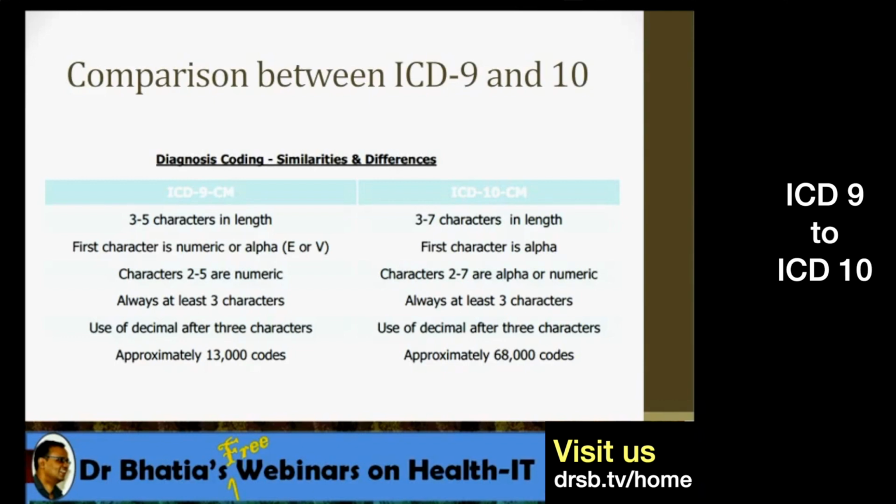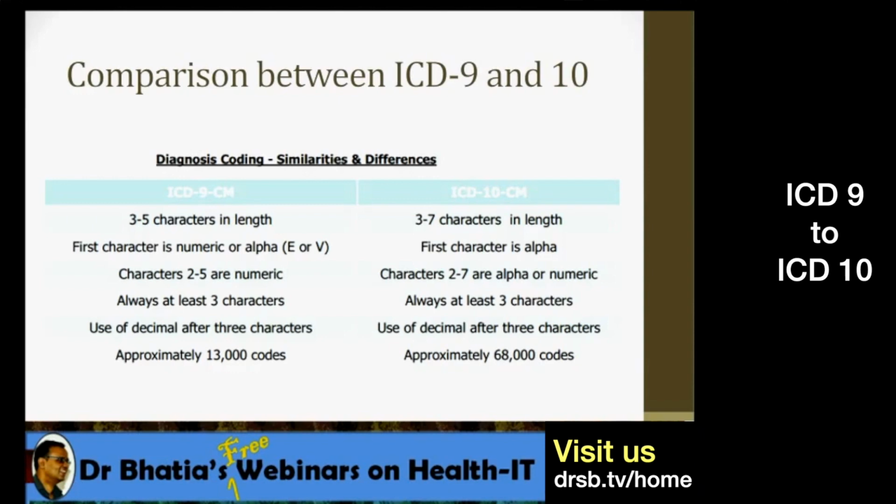Now, in ICD-9, the first character is numeric or alpha. In case of alpha, meaning alphabetical, it is only E or V as the first character. While in ICD-10-CM, we can actually use almost any character except U. I'll come to that later. Characters number 2 to 5 are numeric in ICD-9, while in ICD-10, characters number 2 to 7 can be either alphabetical or numeric depending on the kind of description they are capturing. But in both ICD-9 and ICD-10, there are at least 3 characters.